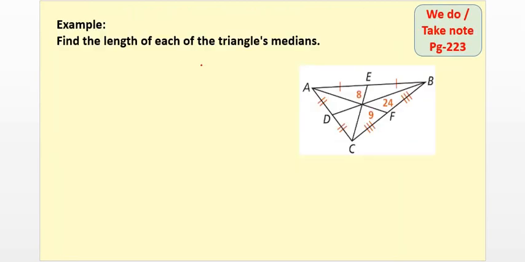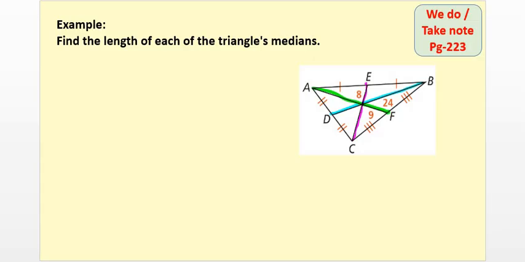It says find the length of each of the triangle's medians. So where are the medians? Let's first decide where the medians are. This is the first one, the one that I'm drawing with the green color. They want us to know how long this AF is. The second one, I'll draw it with the pink, so CE is the second median, and then I'll draw it with the blue, so this BD is the third median. They want us to know how long each median is.